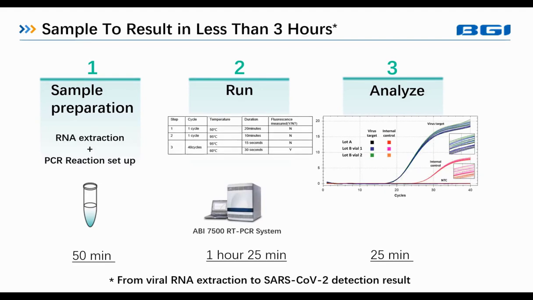After the reaction is set up, it can be loaded onto the 7500 real-time PCR system and the program run. The program itself takes about an hour and 25 minutes. After the results come out, you can start your analysis, and this usually takes 25 minutes or even less once you get used to the data.